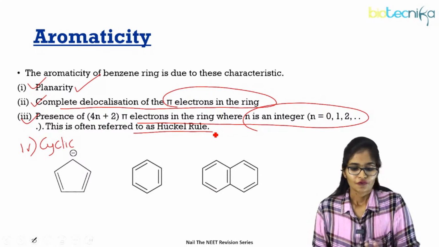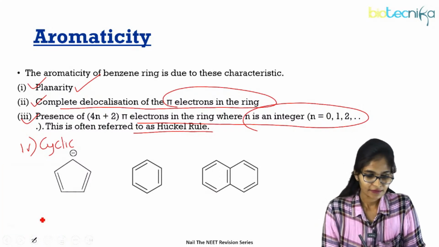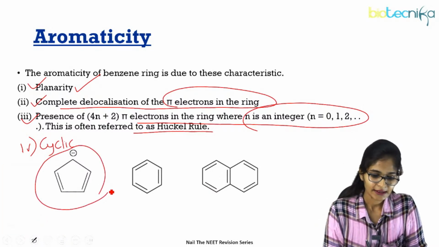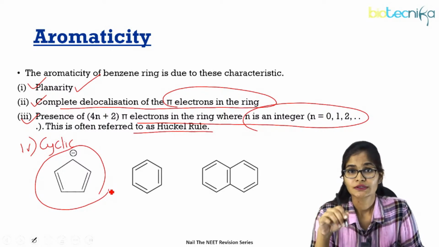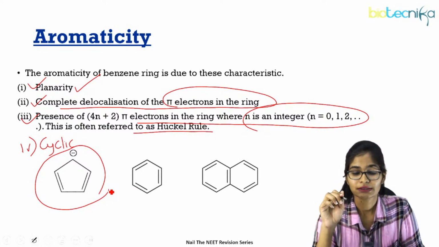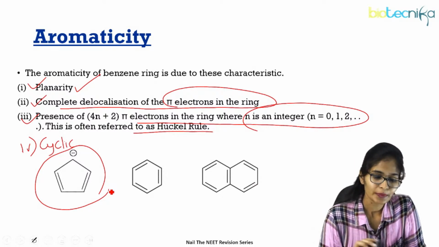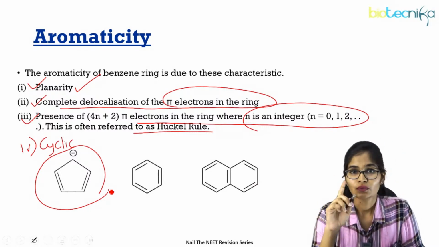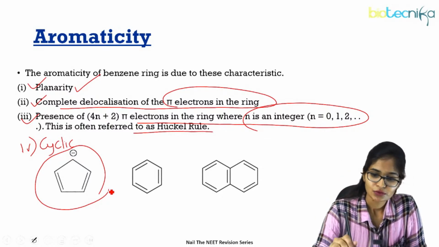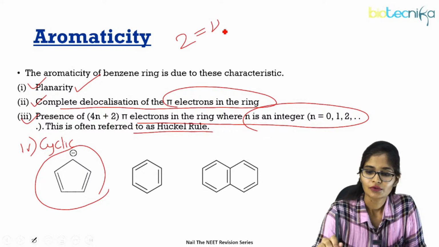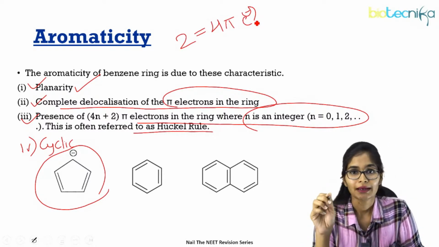Now I have given three examples. Firstly, the cyclopentadienyl anion. Whenever a molecule is given, you have to concentrate more on the pi electrons in it. In the cyclopentadienyl anion, you have two pi bonds. Each pi bond contributes two electrons. So two pi bonds means four pi electrons.